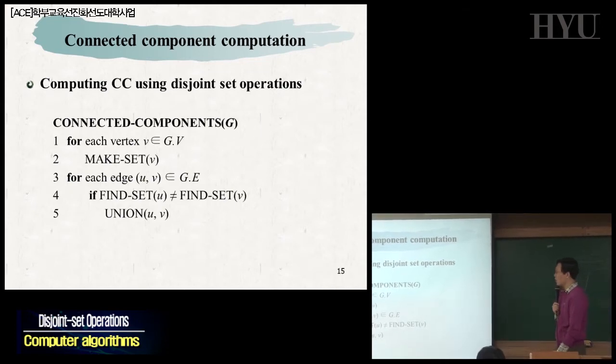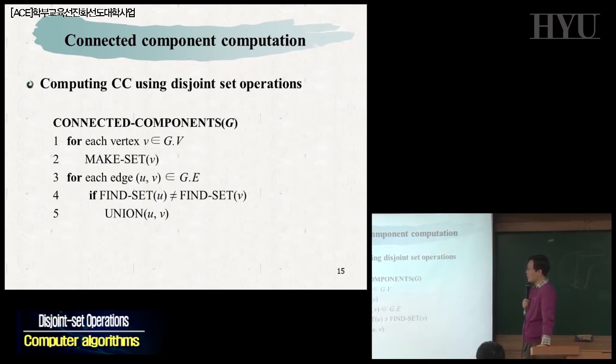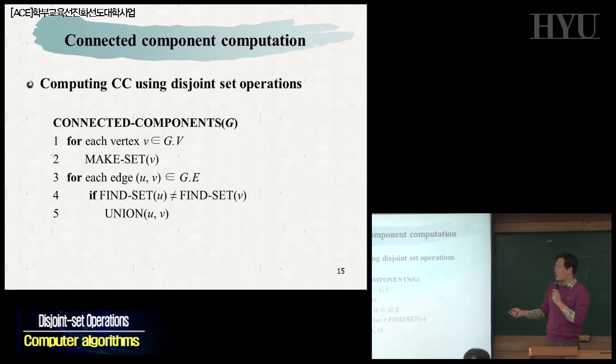Okay, this is the pseudocode for computing connected components using disjoint set operations. Try to understand this pseudocode. Yes, we create a number of sets, and each set has only one vertex. So for each vertex, we create a set including only that vertex. And then these three lines.